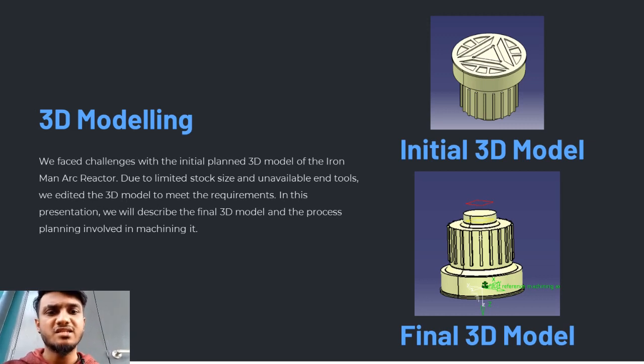Firstly, we faced challenges with the initial 3D model, which is the Ironman reactor arc, because of the limited stock size and unavailable end tools for the radius above the top of the arc reactor, so we edited the 3D model to meet the requirements. So we decided to ignore the top part and just machine the other area of the Ironman arc.